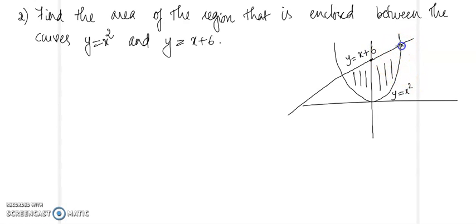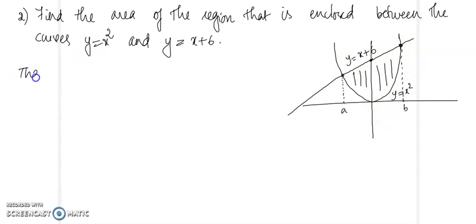Now we need to find what are these 2 points. Our limits will vary from x equal to this value to x equal to this value. So these points will be our a and b. So for finding the point of intersection, let us take x square equal to x plus 6, that will give the point of intersection.